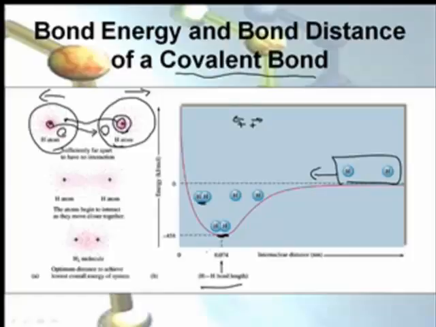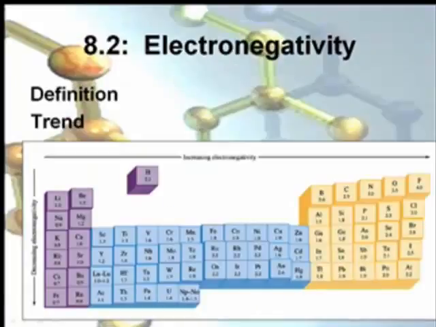There's a particular ideal length that has minimum energy. This just happens to be the hydrogen atom, but if I had, say, H bonded to carbon, you would have a similar type of graph, and you could figure out the bond length that way too. All right, that leads us to a concept called electronegativity. What's electronegativity?